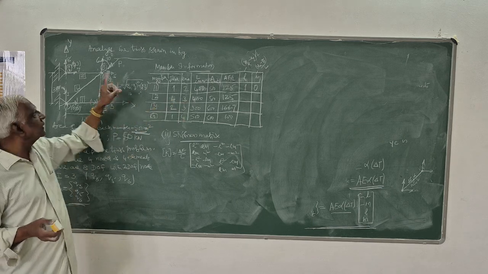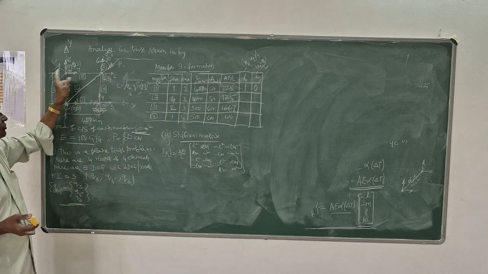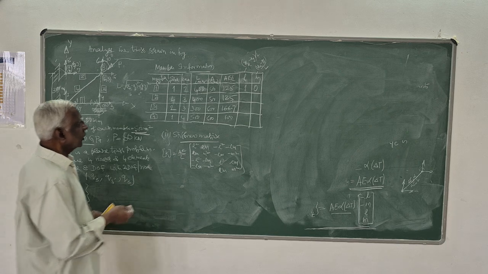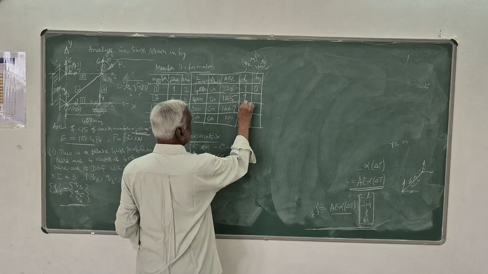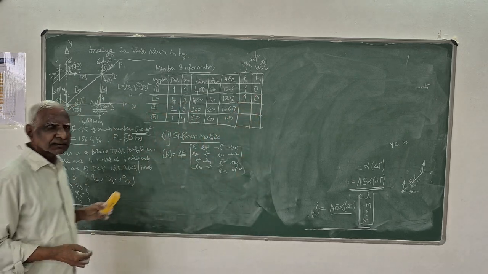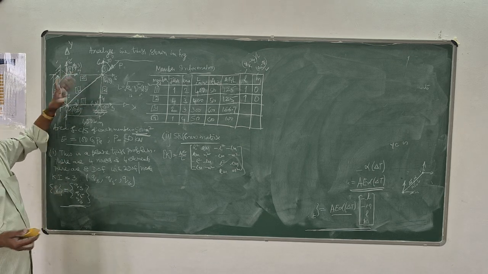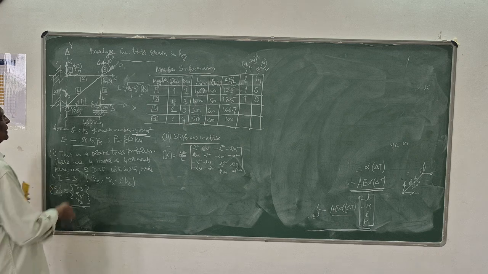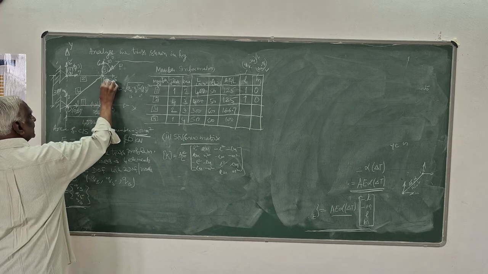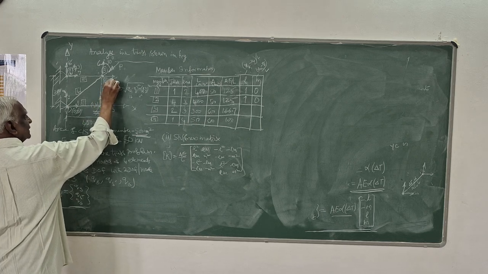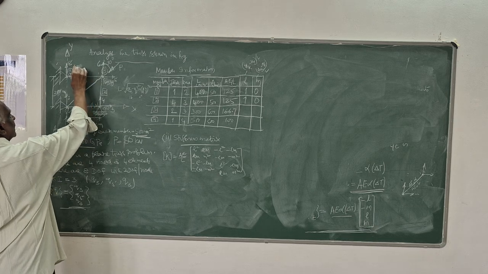4 3, now 3 4. So this is 400 minus 0, so it is again 1. This is 0. Or 3 3, 300 minus 300, it is 0. So these coordinates you change. I changed it for easy computation.